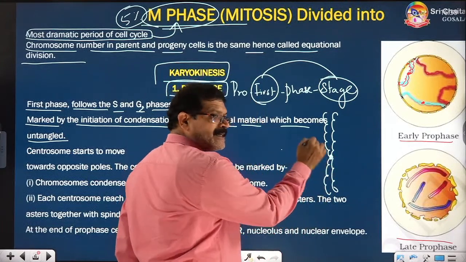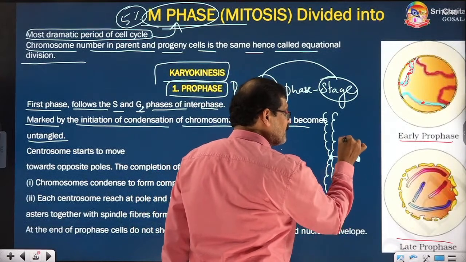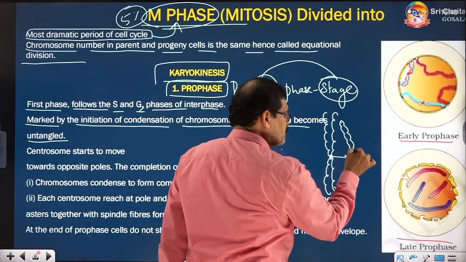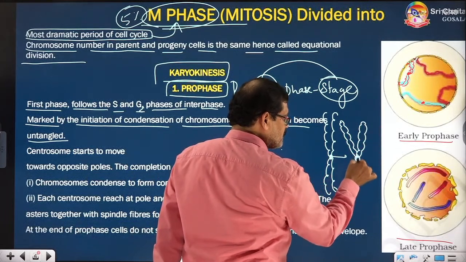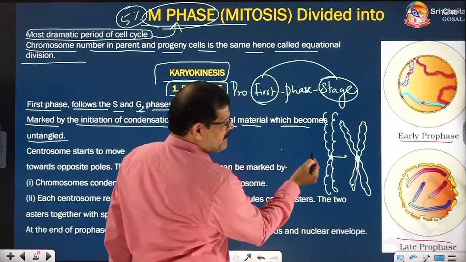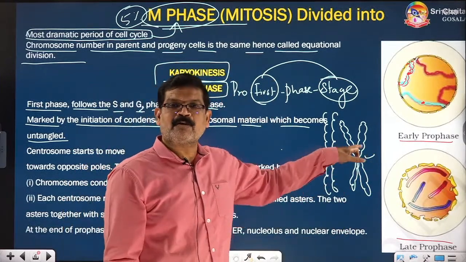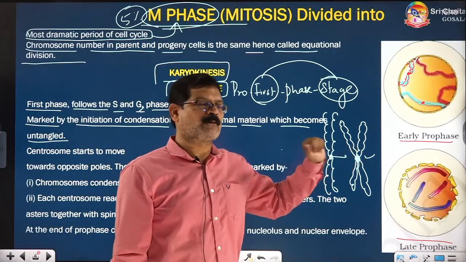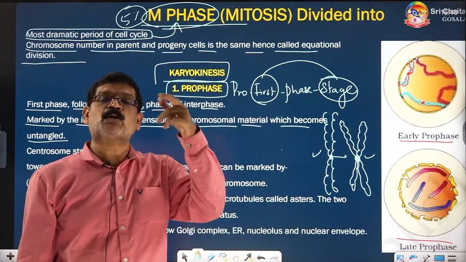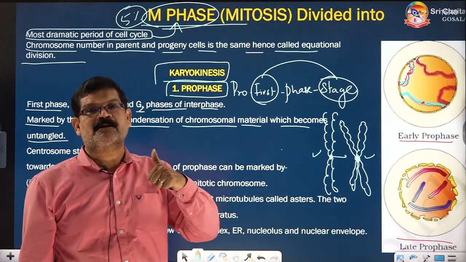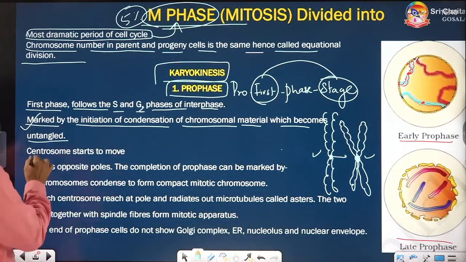Now what happens to this diagram? This diagram is changed to this kind of diagram. Now this is called the condensed part. See here, see the difference between this and this. This is just chromatin. Now it is forming a chromosome. Condensation of chromatin to chromosome will happen. That is what occurs here. This is the first one.